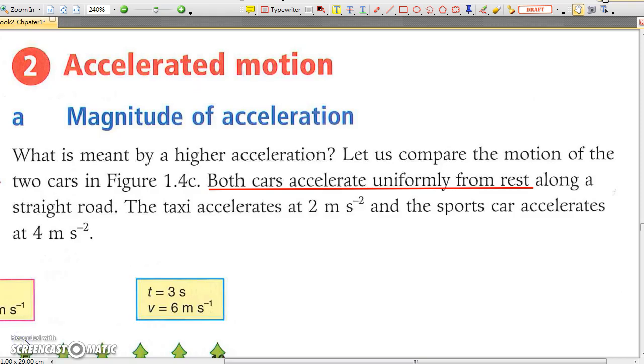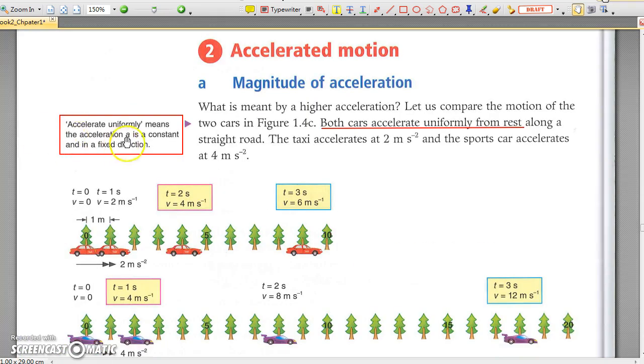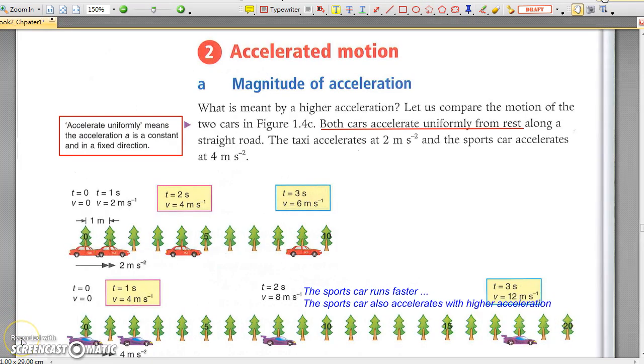2. Accelerated motion. A. Magnitude of acceleration. In figure 1.4c, there is a taxi and a sports car. Both accelerate uniformly, which means they accelerate with a constant acceleration. The sports car runs faster, which means its speed is higher. The sports car also accelerates with higher acceleration, which means its velocity increases more quickly.